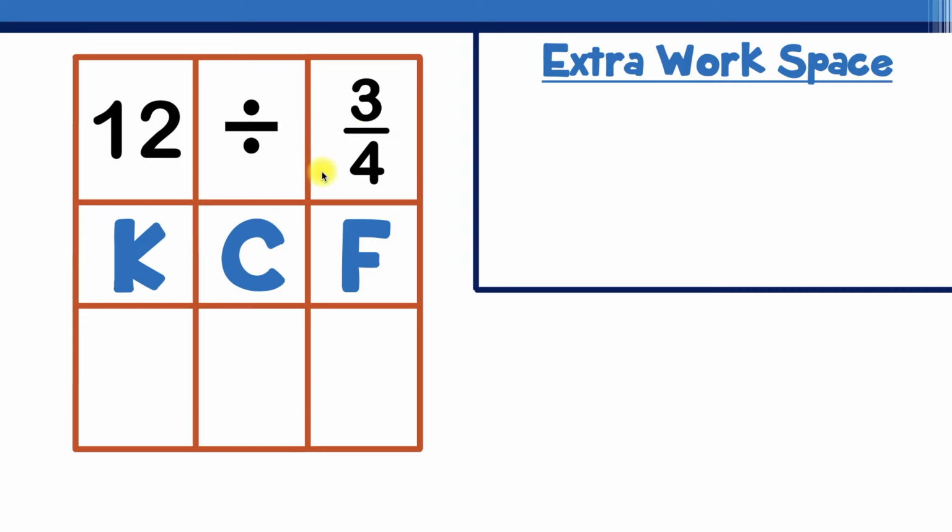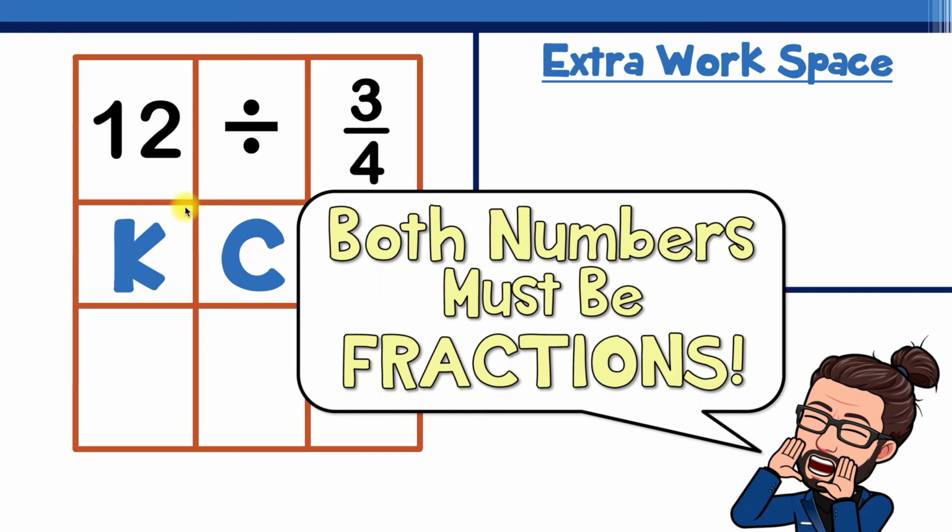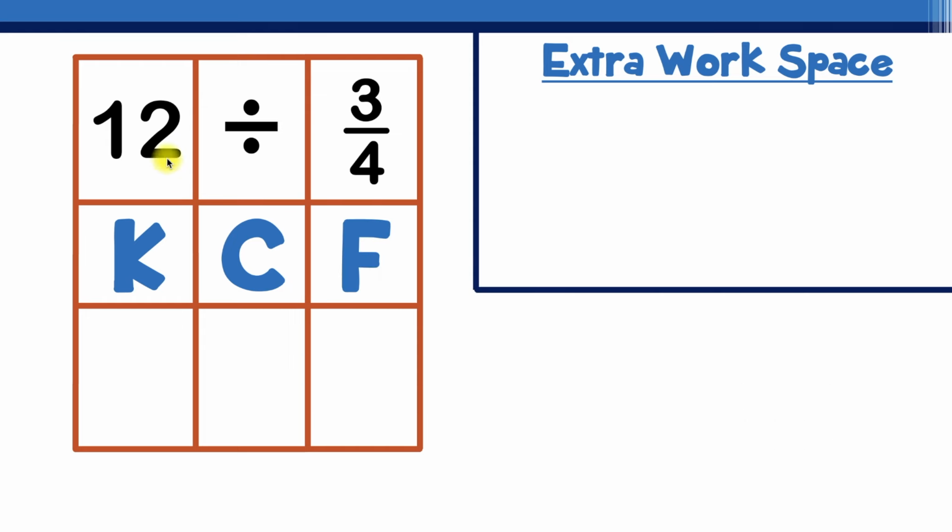But before we can even start using KCF, we have to make sure that everything becomes a fraction. I repeat, we have to make sure that everything becomes a fraction. So this 12 isn't going to stay 12. To make it a fraction, I'm going to have to put it over 1. So 12 will become 12 over 1. Now that everything is a fraction, now we can proceed using KCF.